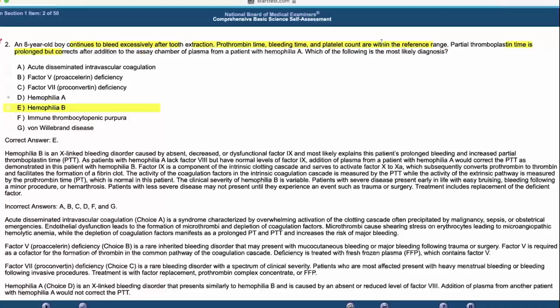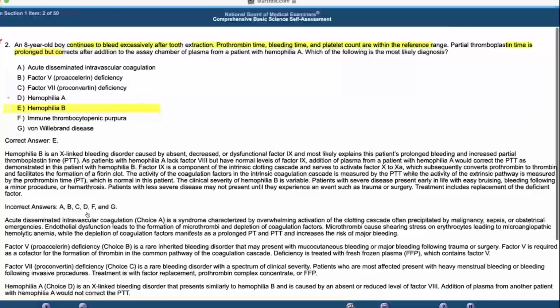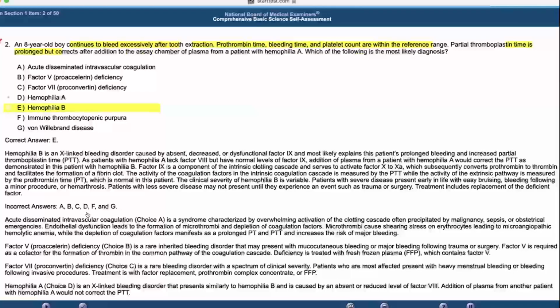Yeah, A. Honestly, the question confused me when I read it because I didn't really understand what "the PTT is prolonged but corrects after the addition of plasma from a patient with hemophilia A" meant. I was thinking of that test they do to differentiate hemophilia A from antibodies against factor 8. I forget what it's called. That other one wasn't really an option, so I just went with hemophilia A. When I read the explanation, it made a ton of sense, because if you're deficient in factor 9 and you give someone factor 9 in this roundabout way, that'll fix the hemophilia B.